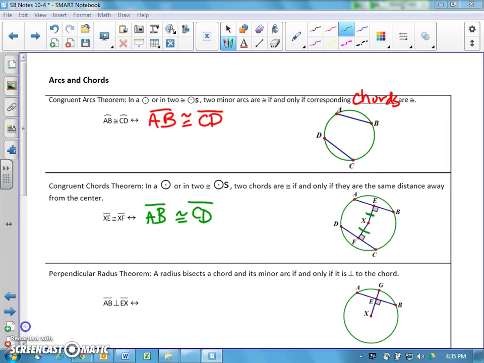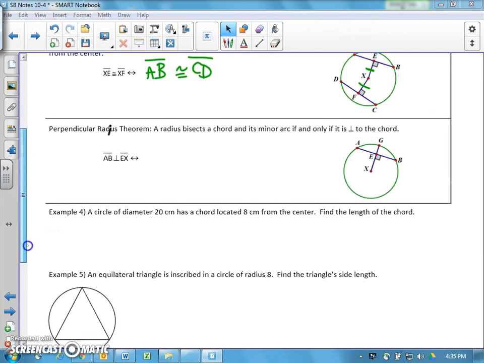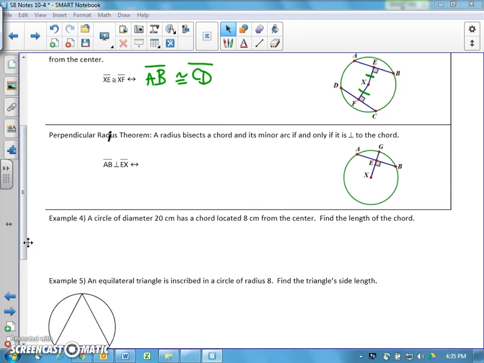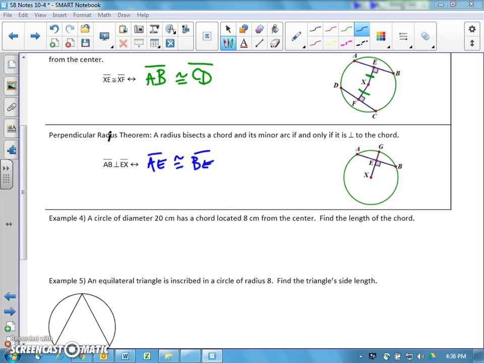Our perpendicular radius theorem, and yes, that should have an I in here, says that a radius bisects a chord and its minor arc if and only if it is perpendicular to the chord. So what we're seeing here is if this is perpendicular, then we know that AE is congruent to BE, which makes these two congruent. We also know that arc AG would then be congruent to arc BG. So these two arcs would be congruent.